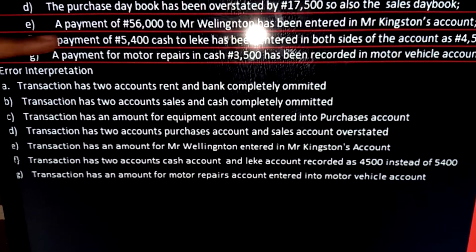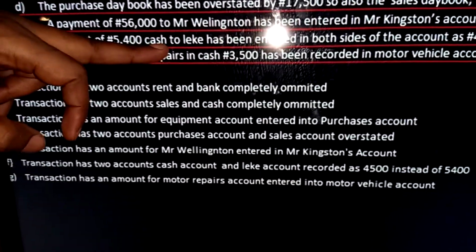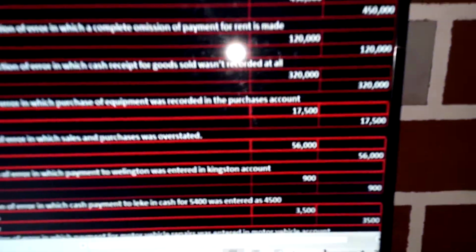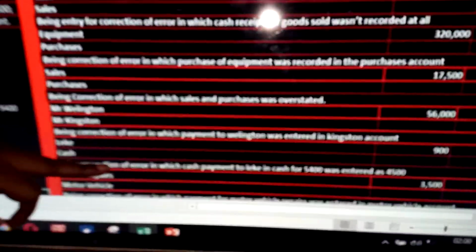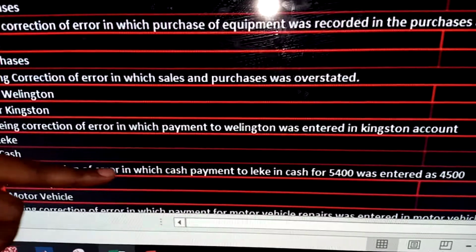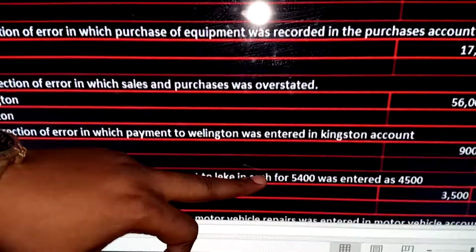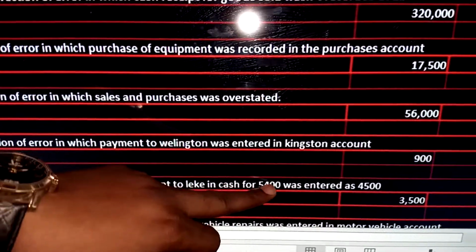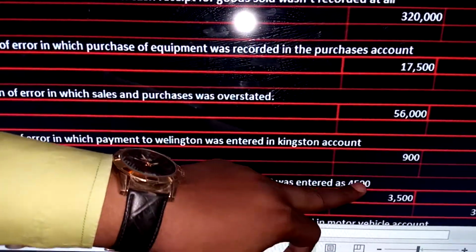So you have to add the 900 naira to the accounts. Cash ought to be credited, so we credit cash with 900, debit Lekki with 900. So here we have Lekki debited with 900, cash credited with 900. So we narrate being correction of error in which cash payment to Lekki of 5,400 was entered as 4,500.